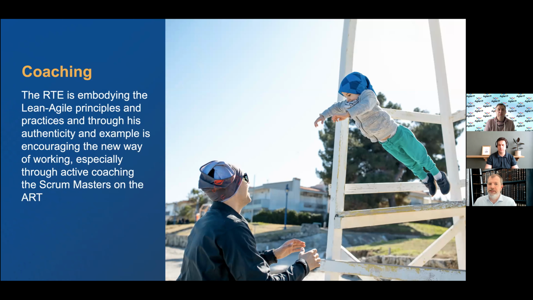A criticism of SAFe is that the RTE and the Scrum Master are not involved in propagating this new way of working into the organization, but this is actually not true. The RTE is embedding these practices and principles not just inbound, so into the Agile Release Train, but also outbound, as we say, outside of the train, towards other stakeholders. That's very important to say.